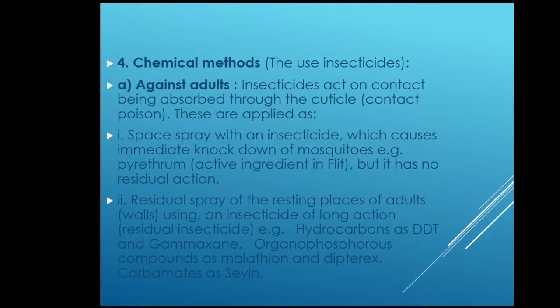Chemical methods are the use of insecticides. Insecticides act on contact, being absorbed through the cuticle. Space spray with insecticides, which are gases, immediately knocks down mosquitoes. Mostly these insecticides contain pyrethrum. Residual spray is applied to resting places of adults, where we can use insecticides, hydrocarbons such as DDT or other chemical insecticides which kill the adults and larvae.